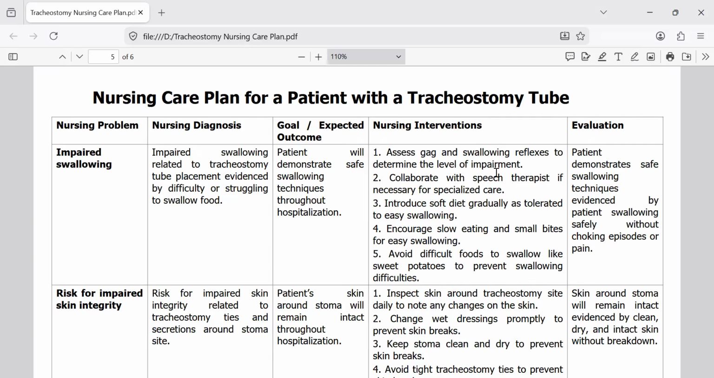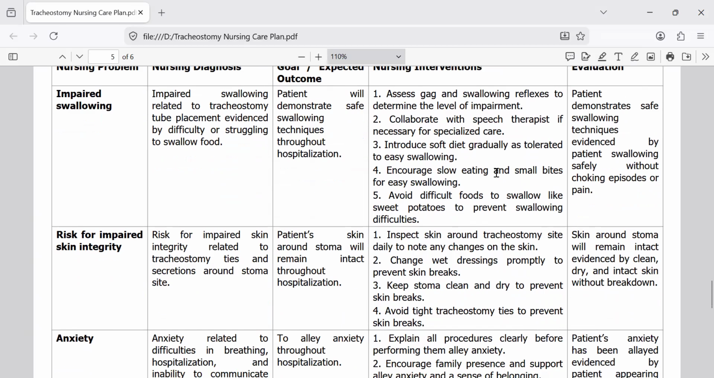Evaluation. Patient demonstrates. So when we talk about demonstrate, we simply mean show. Patient demonstrates or shows safe swallowing techniques evidenced by patients swallowing safely without choking episodes or pain. So in our evaluation, we're simply saying the patient is now showing that they can easily swallow the food that they're taking. And it is evidenced by the patient swallowing safely without any episodes of choking or pain.